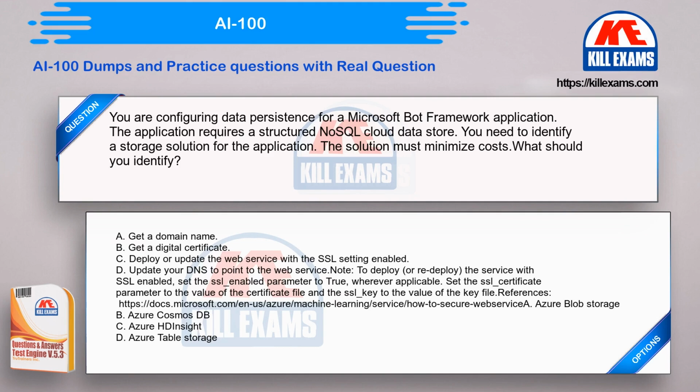Option A. Get a domain name. Option B. Get a digital certificate. Option C. Deploy or update the web service with the SSL setting enabled. Option D. Update your DNS to point to the web service. Note: To deploy or redeploy the service with SSL enabled, set the SSL_enabled parameter to true, wherever applicable. Set the SSL_certificate parameter to the value of the certificate file and the SSL_key to the value of the key file. References: https://docs.microsoft.com/azure/machine-learning/service/how-to-secure-web-service.